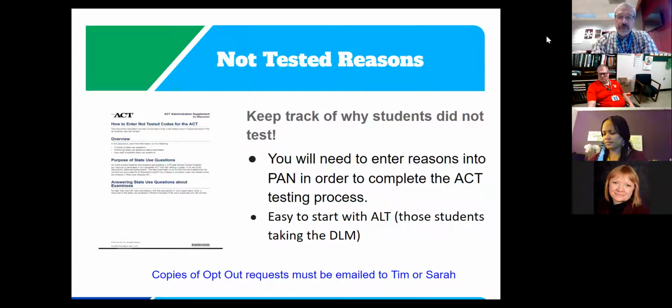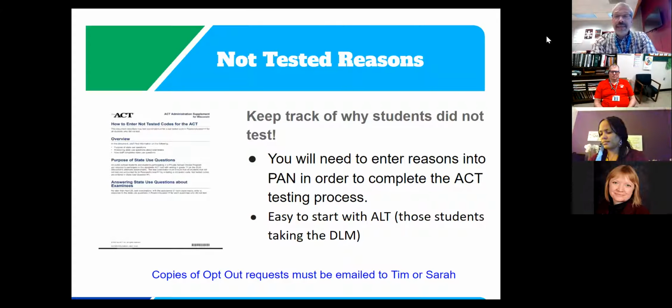The best thing to do is just to keep track of who did not show up, and you'll have to put a reason why. I think there are 8 different reasons why a student did not test, all the way from significant or traumatic medical reasons, to they're taking the DLM, the Dynamic Learning Maps, the alternate assessment, to parents opting them out, to being absent. So that has to happen.